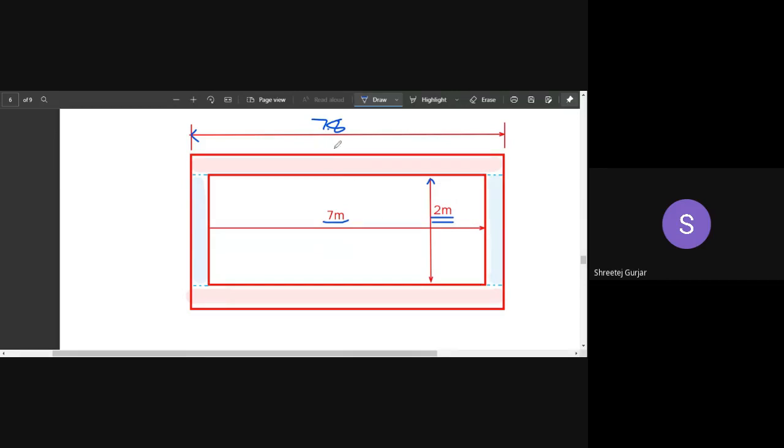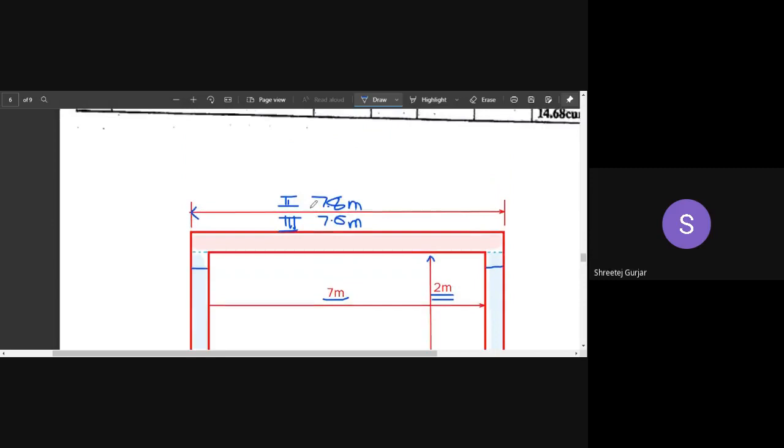Now, for the third step, 30 centimeters is the wall thickness. So it will be 7 plus 30 centimeters plus 30 centimeters, meaning 7.6. This is for the second step, and this is for the third step. The length of your long walls changes, and the length of your short wall will be 2 meters for all the steps.